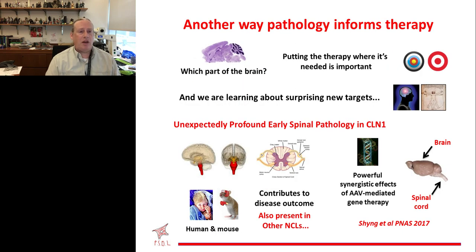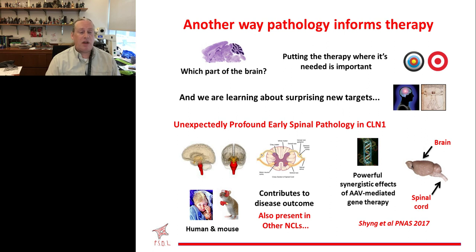So moving on to another section, I want to give you another example of how pathology is very useful in terms of informing the therapeutic efforts that we are trying to do. I said earlier, we've been asking which parts of the brain are affected. Well, that's really important because we need to put the therapy in the right place. And we're actually finding a whole series of new and perhaps surprising targets, both within the nervous system and also within the rest of the body.